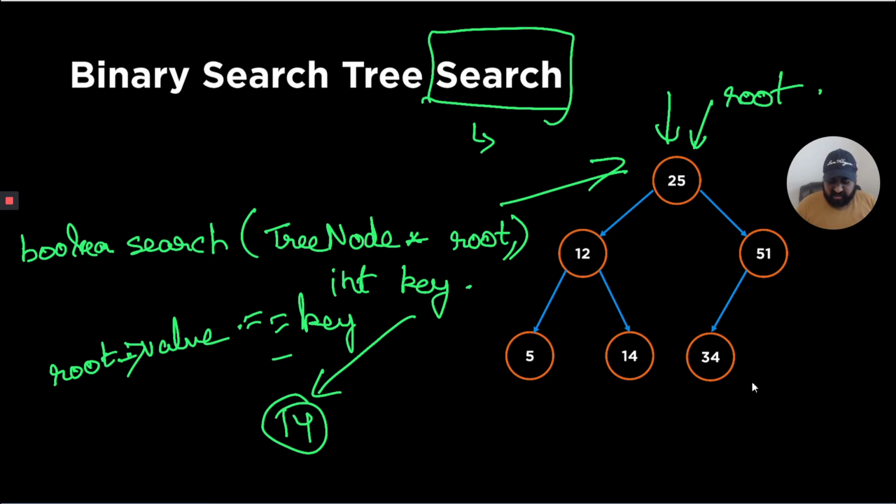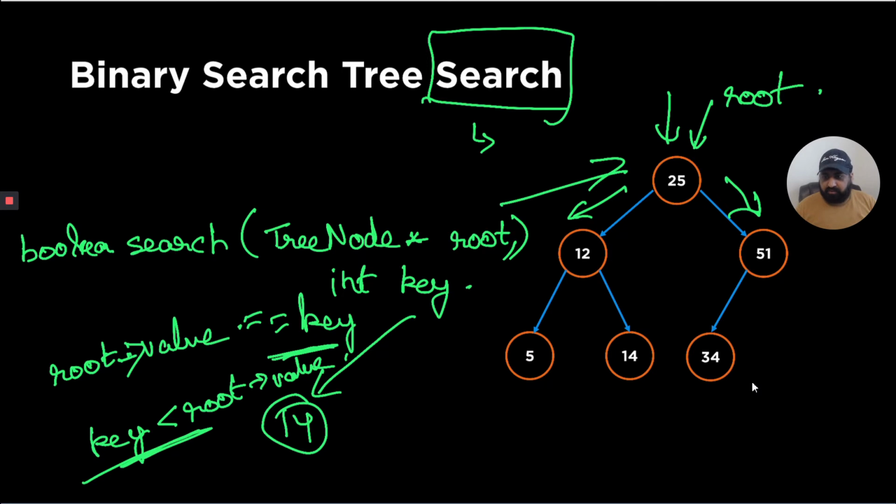If this key is not matching the root node, then what we are going to do is compare whether key is less than root's value or key is greater than the root's value. If it is less than the root's value, then we'll go to the left side of the tree, because we know that the key will never be there on the right hand side based on the property of the trees. And if it is greater, we'll only go towards the right hand side.